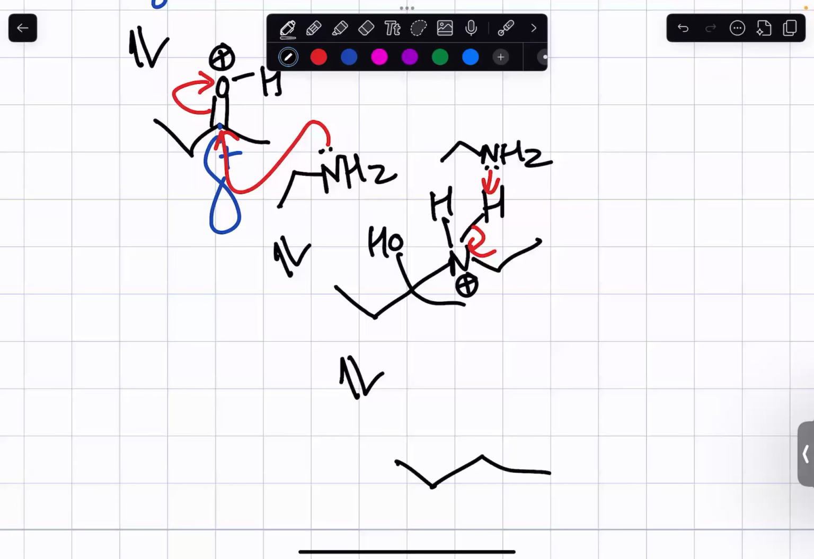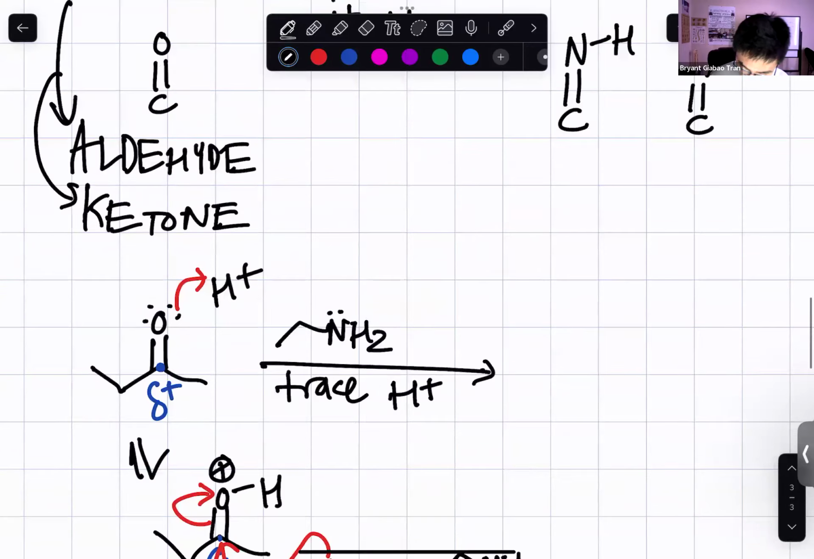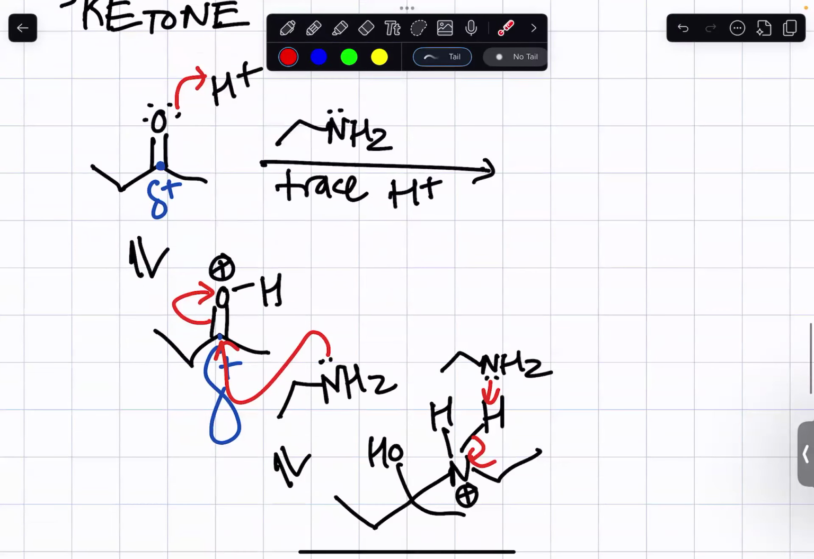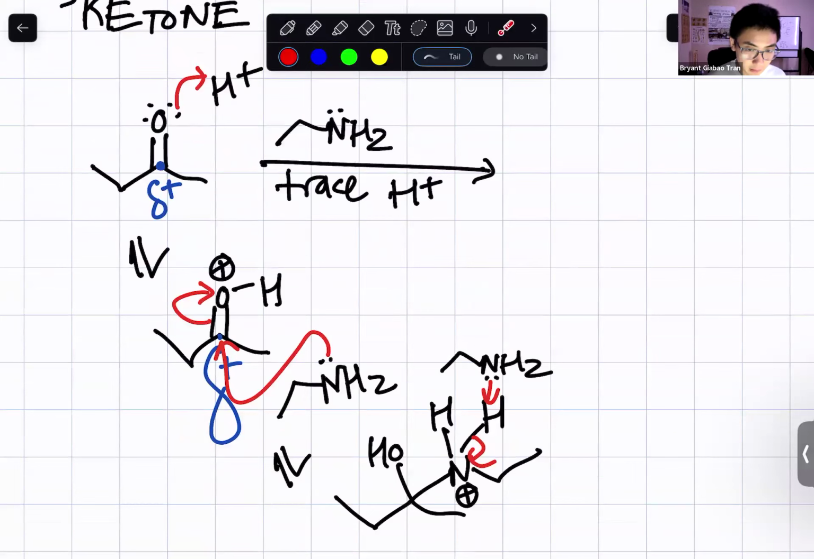What reaction is this similar to? It's very similar to the carboxylic acid and its derivatives mechanisms, like converting a carboxylic acid to an ester, or transesterification, converting an ester to a different kind of ester.